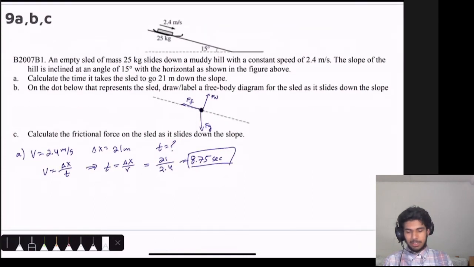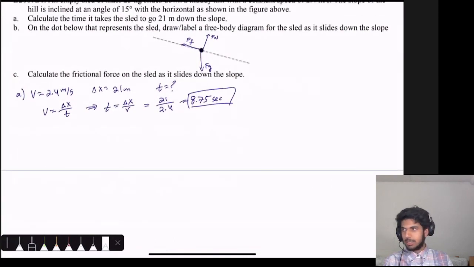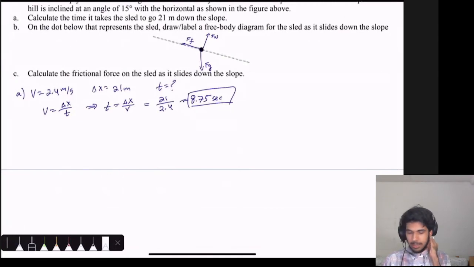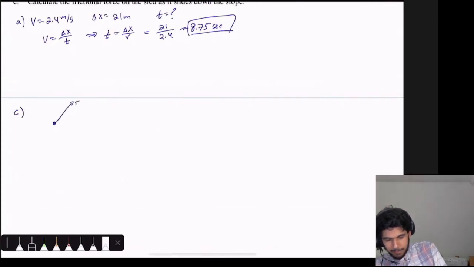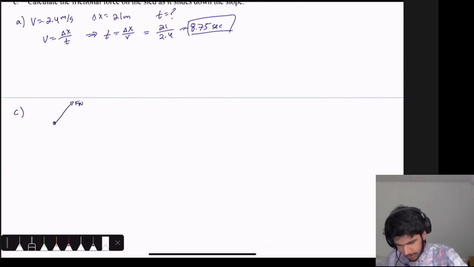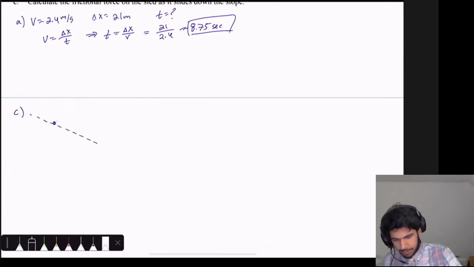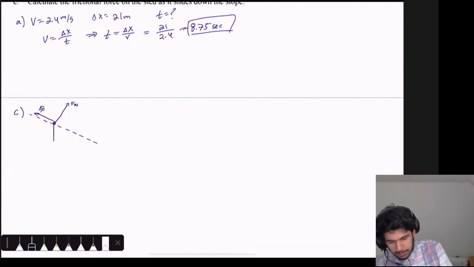Now we need to calculate the frictional force on the sled as it slides down the hill. It's a little bit more complex. So let's just bring it down here. I'll redraw the free body diagram. Let me first create the slope. Get rid of this. So yeah, we have Fn pointing perpendicularly. We have FF pointing backwards, and we have FG pointing downwards.